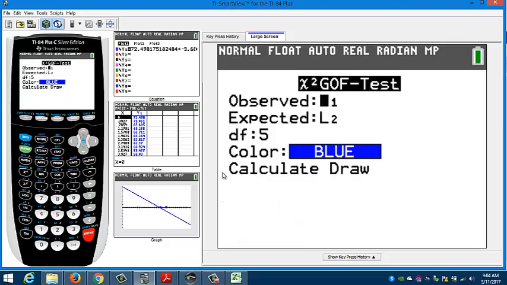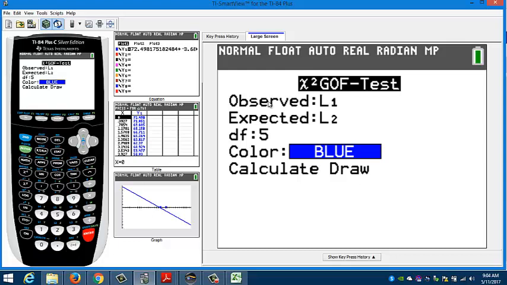Okay, let me make sure I have things in the right list. Observed, list 1, is that right? We did put the actual games in list 1. And we did put the expected in list 2. DF stands for?